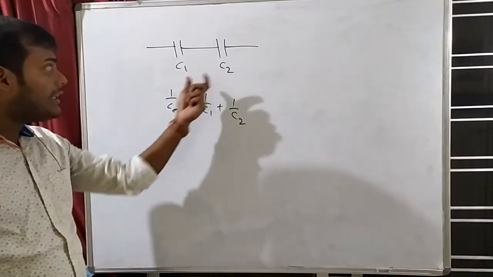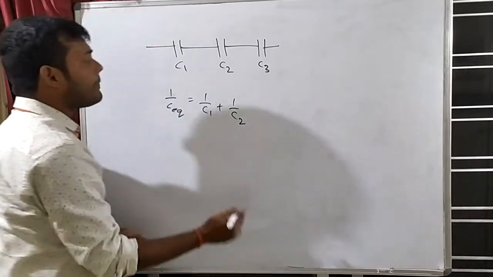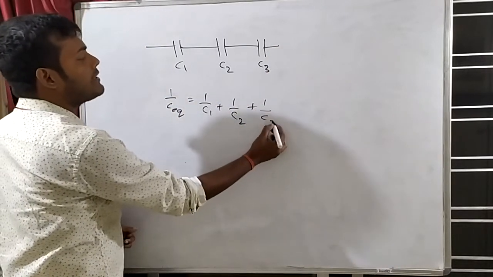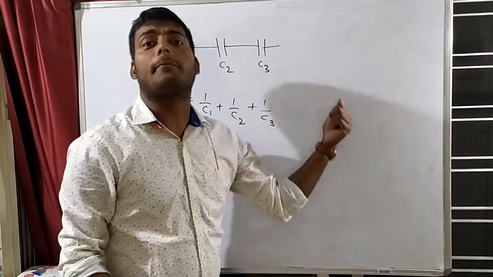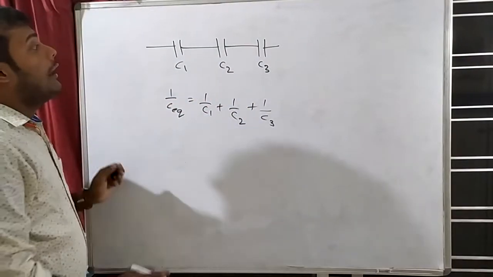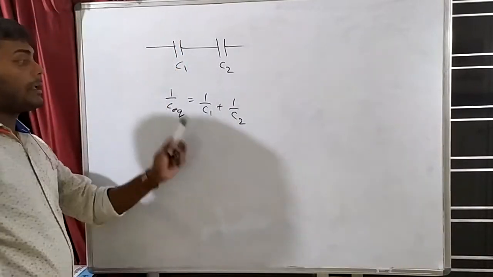If there are three capacitors, say C3 is also there, what will be the equivalent capacitance? 1 by C1 plus 1 by C2 plus 1 by C3. Is it? If there are 4 capacitors, 1 by C1 plus 1 by C2 plus 1 by C3 plus 1 by C4. Is it? Now I am considering only 2 capacitors. So what will be the formula? 1 by C1 plus 1 by C2.